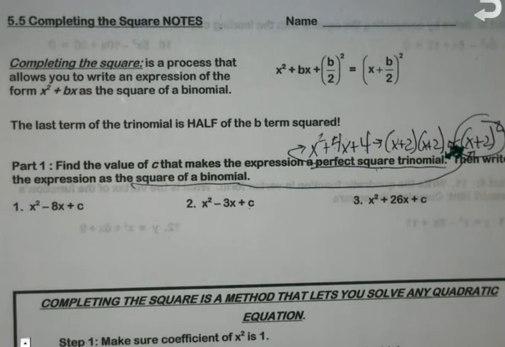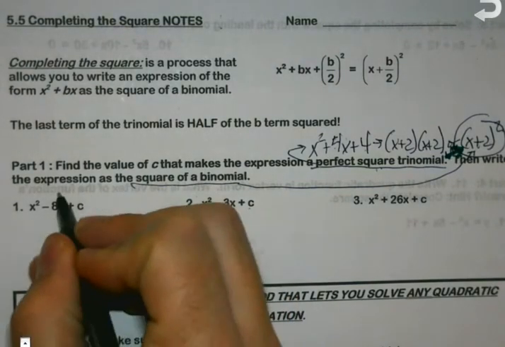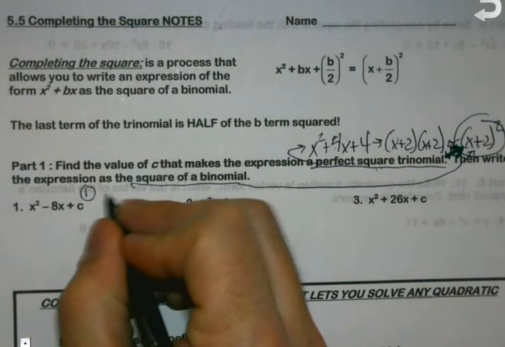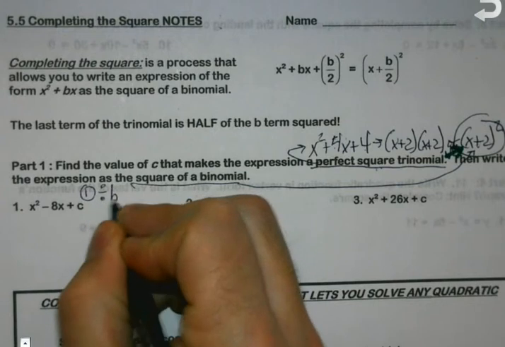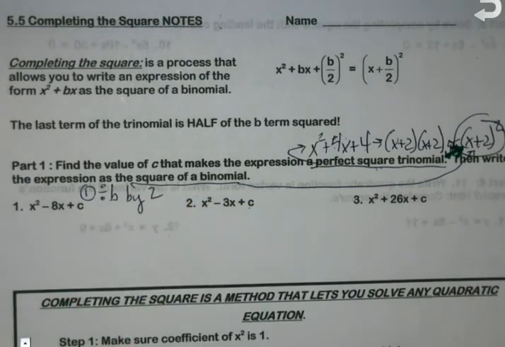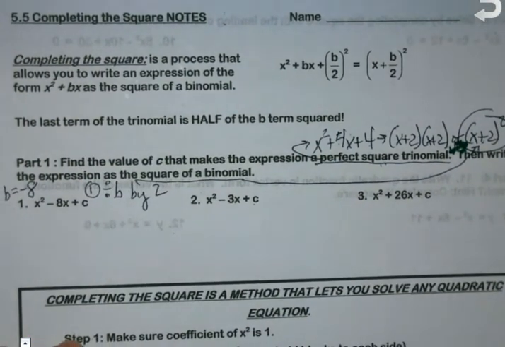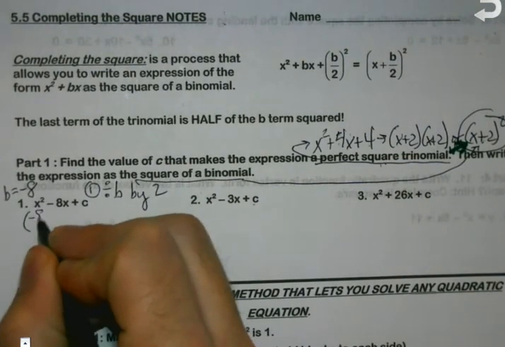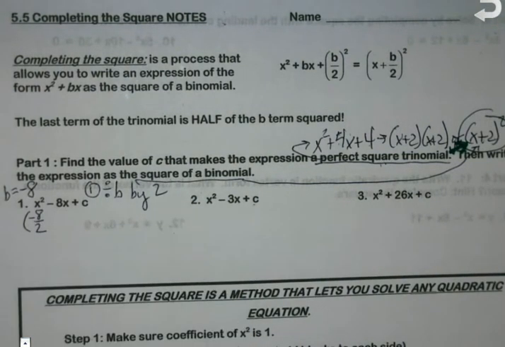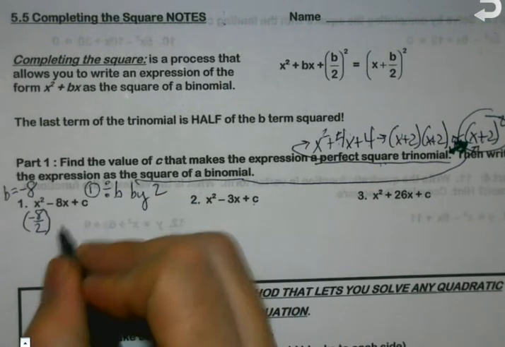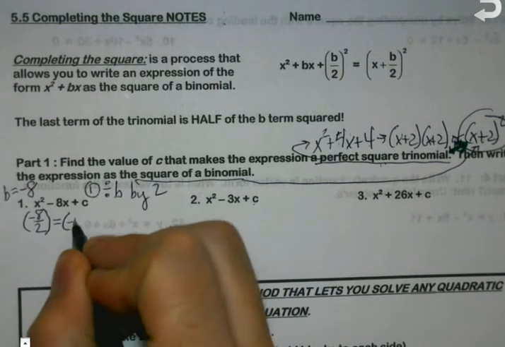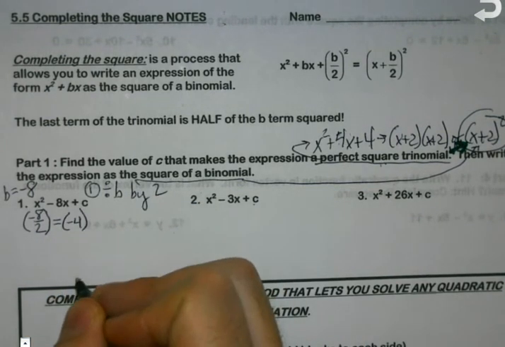Step 1. Divide my b value. What's my b value in number 1? Okay. My b value here is -8. So my first step is to divide b by 2. Okay. -8 divided by 2 is what? -4. You're like, all right.